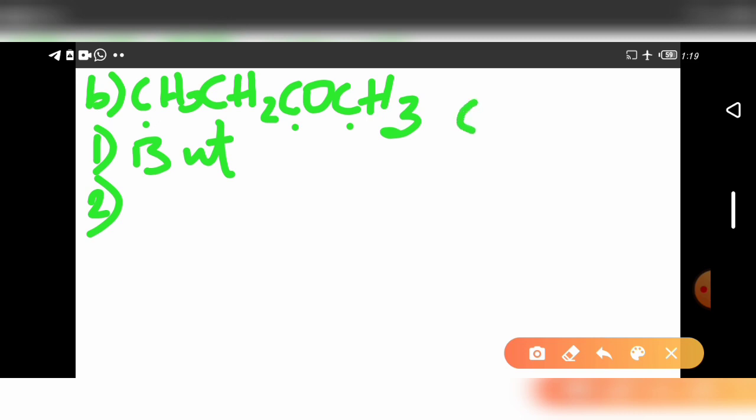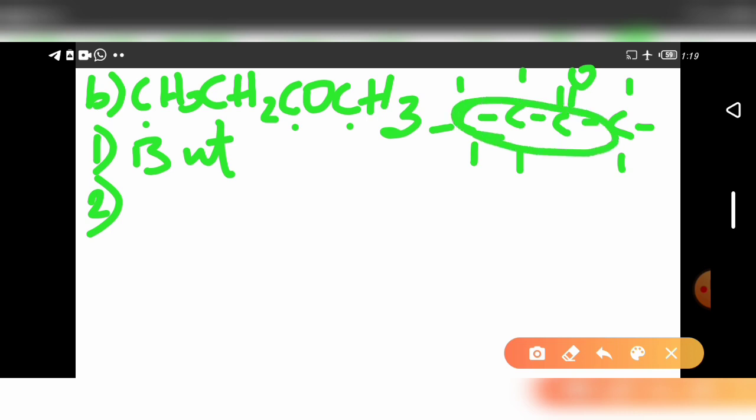See here, how many carbon? 4 carbon. First carbon contains 3 hydrogen. Second carbon contains 2 hydrogen. And third carbon contains double bond O and the remaining hydrogen. Okay, those carbons are in a single bond, so it ends with the primary suffix ANE.